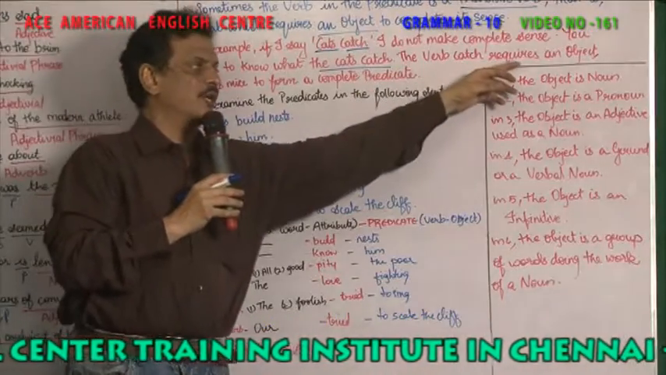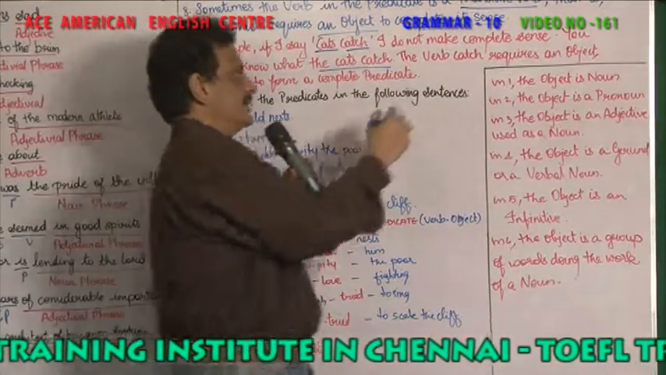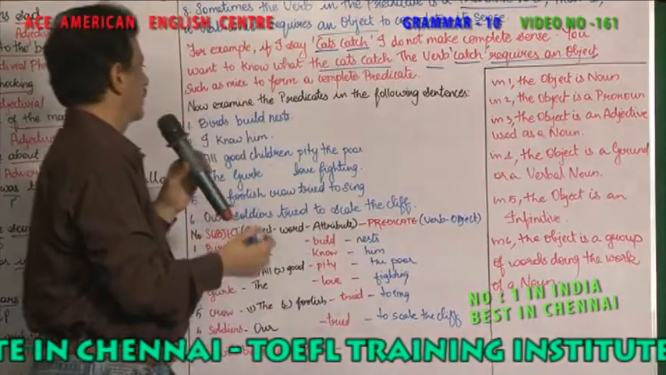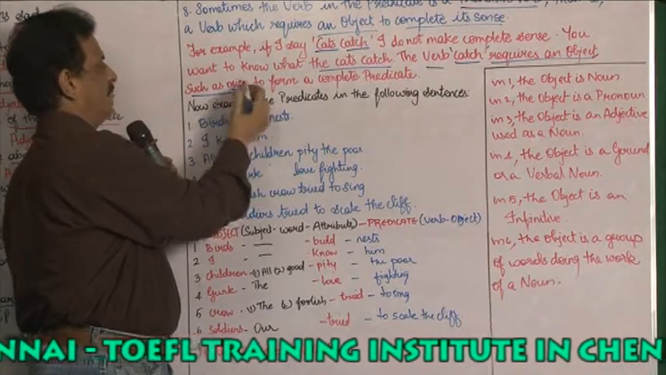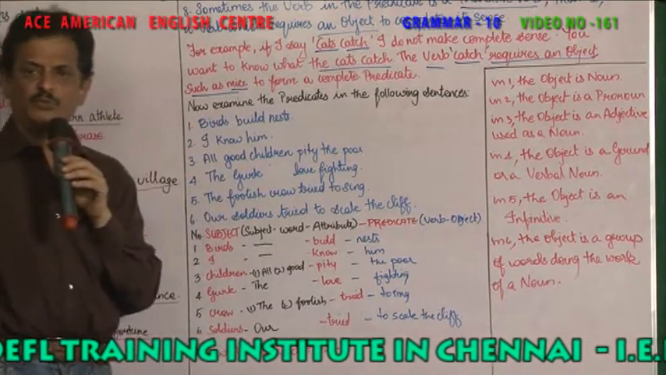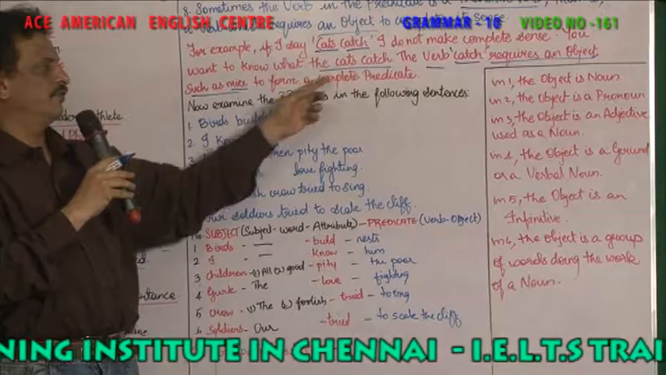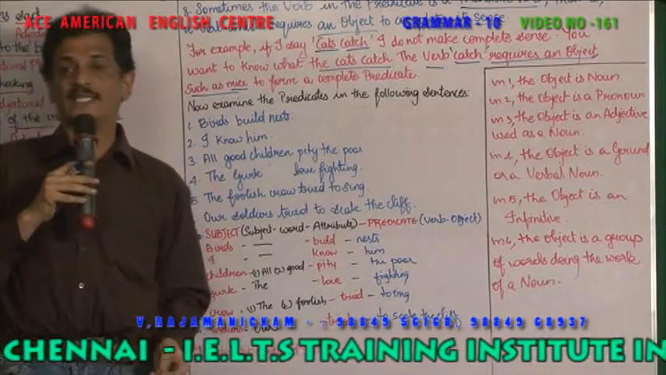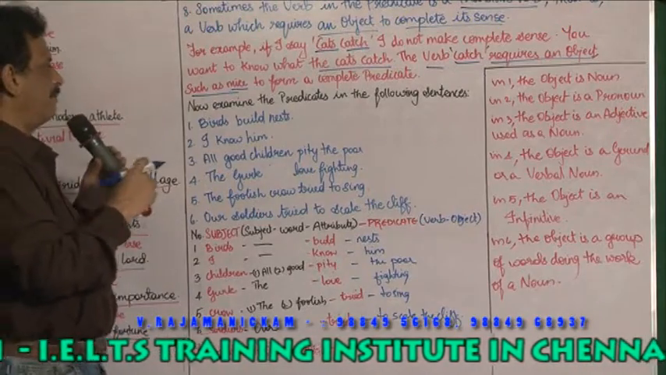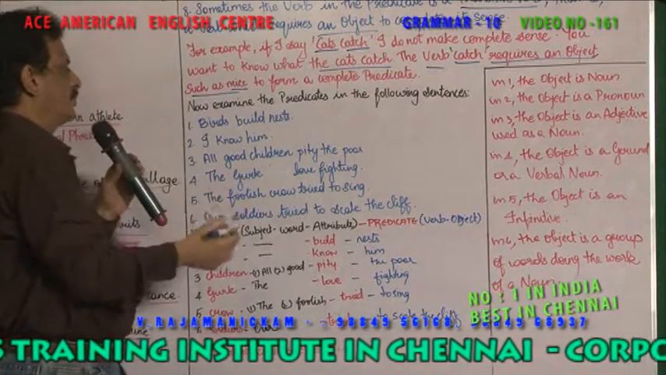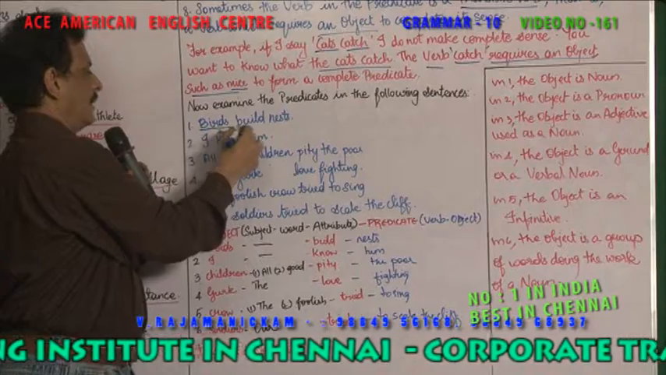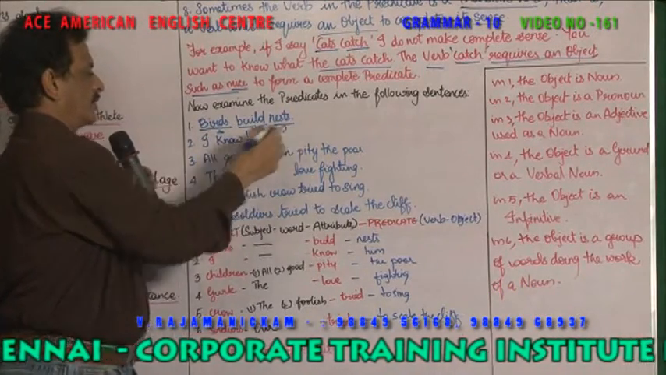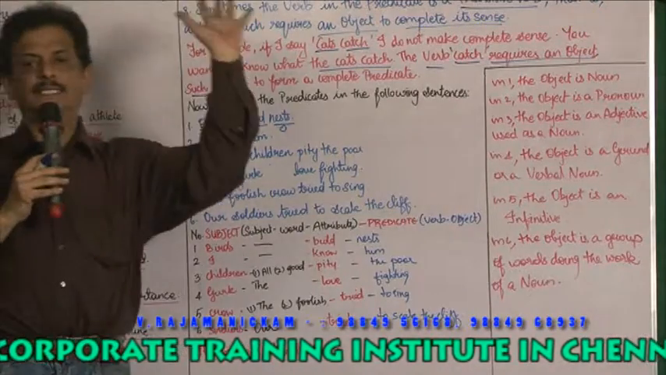The verb catch requires an object. It needs an object. Such as mice. You need mice, or a lizard, whatever it is. You need an object to form a complete predicate. So those are called what? Transitive verbs. For example, this mice becomes an object. Birds is the subject. Build is the verb. Nests is the object. So the birds build nests.